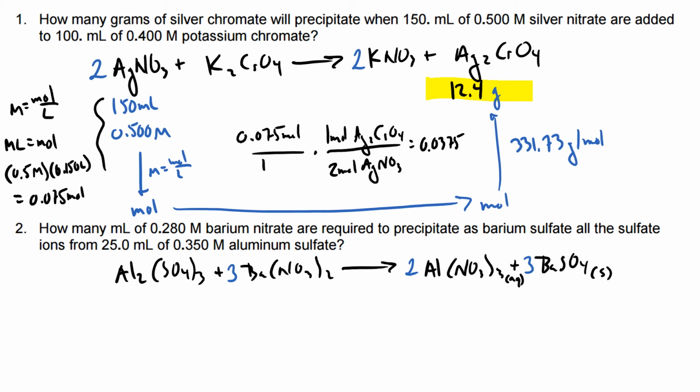Looking at our problem, we're asked how many milliliters of 0.280 molar barium nitrate are required. So we can plug in that information. And we also know that we have 25 milliliters of a 0.350 molar aluminum sulfate solution. So our general plan for this problem will be to solve for the moles of aluminum sulfate contained in that amount of solution, do a mole-to-mole ratio, and then, given moles and molarity of barium nitrate, we could solve for the missing bit, the volume of barium nitrate required.